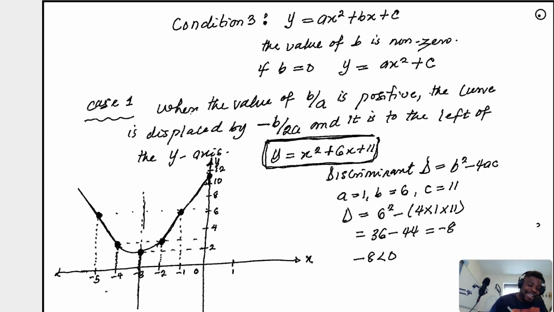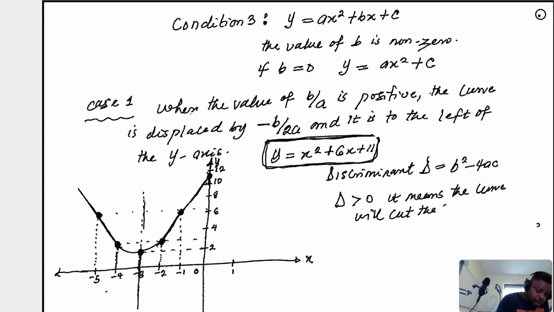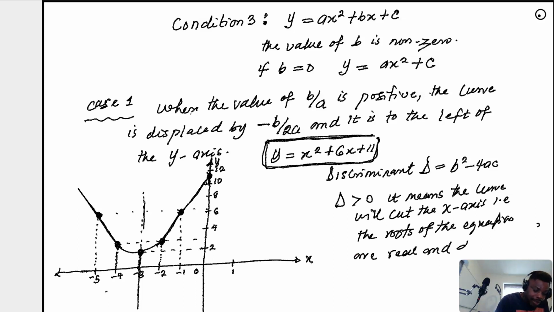But in a case where you have D greater than 0, it means the curve will cut the x-axis, that is, the roots of the equation are real. They are real and different.